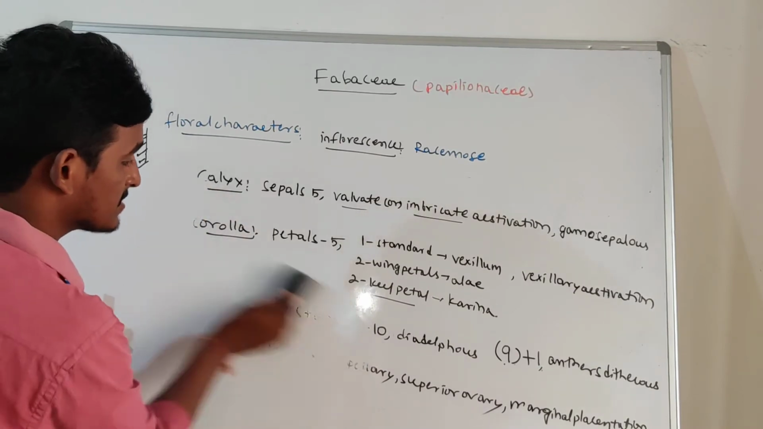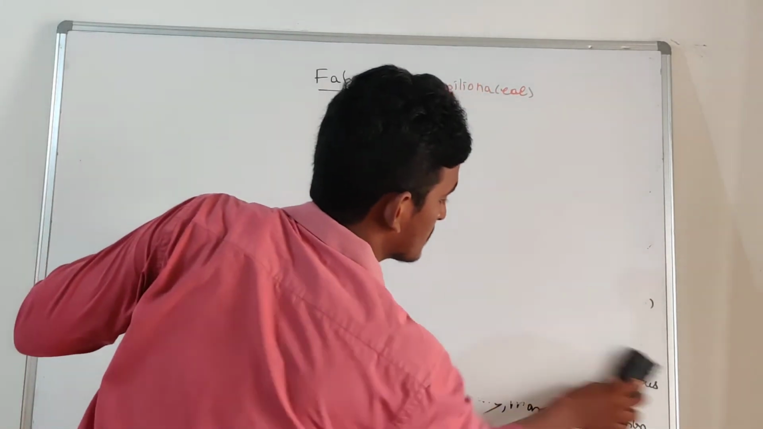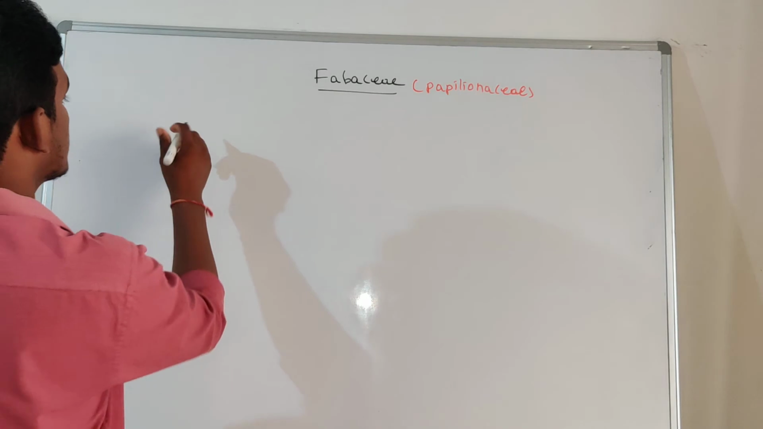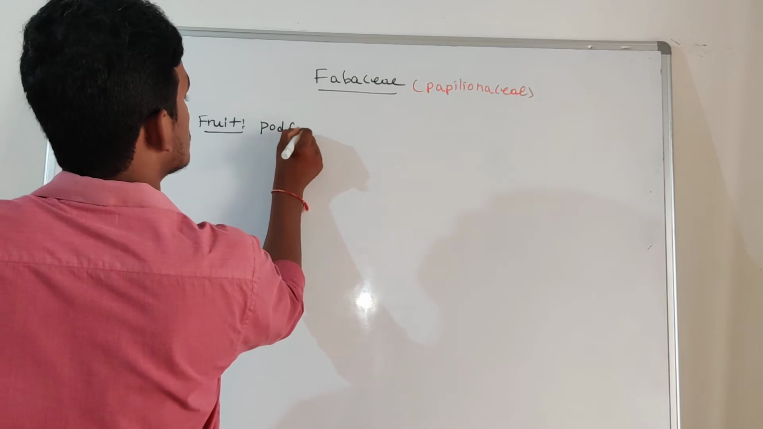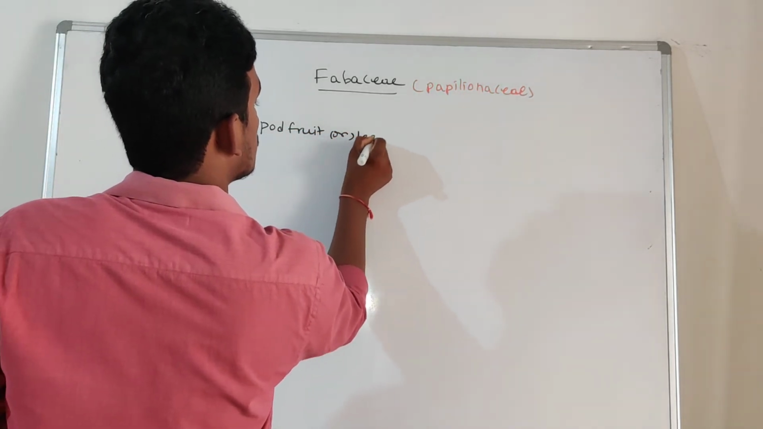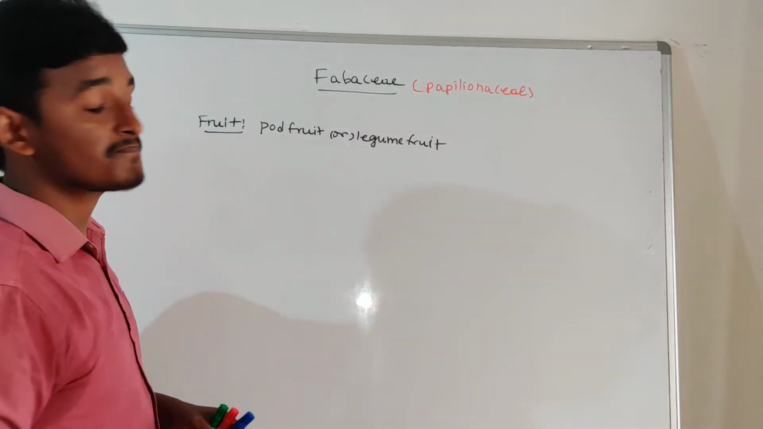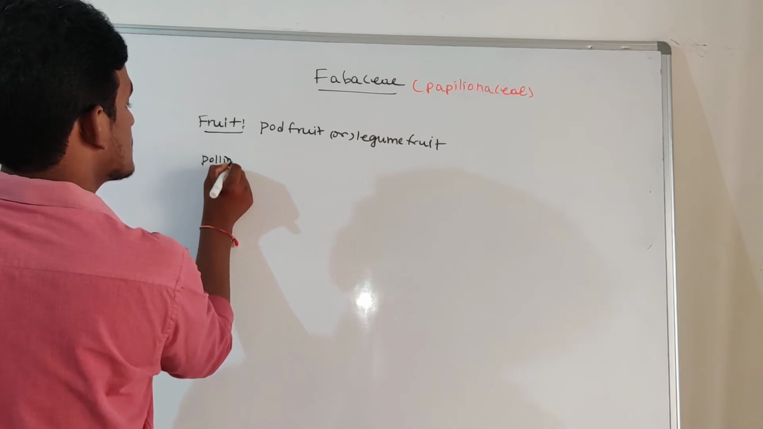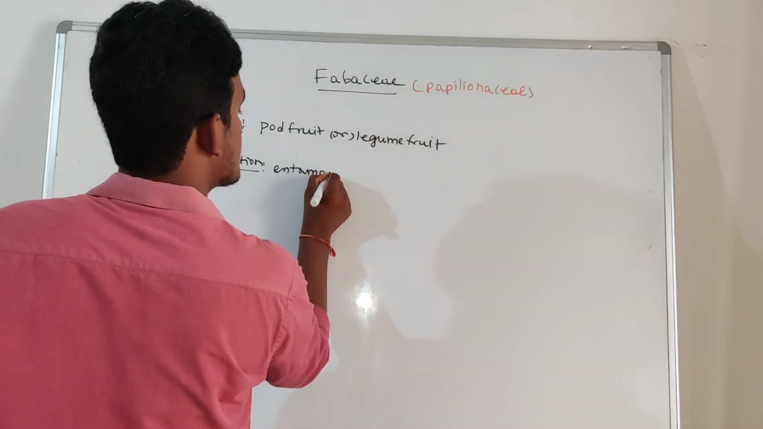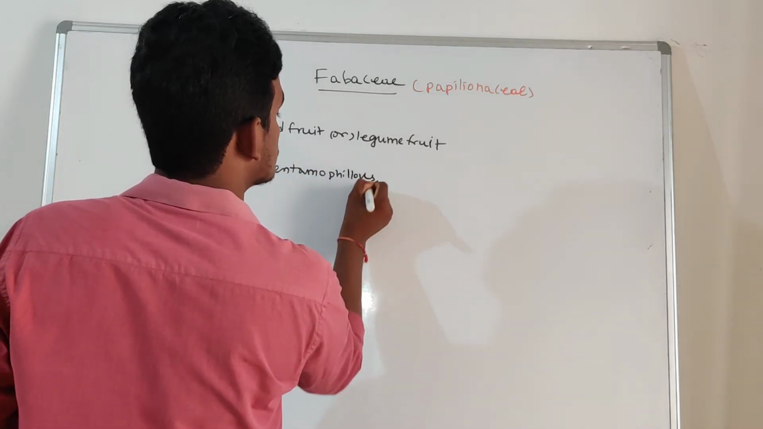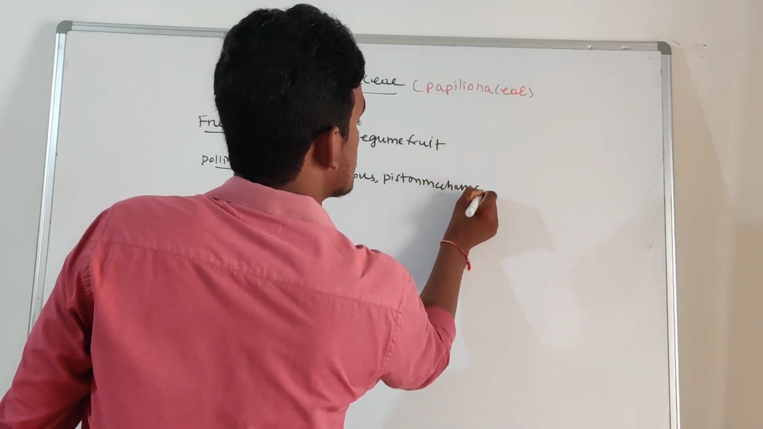Before going to discuss that, we will discuss the fruit. Which type of fruit is present in the Fabaceae family? Pod fruit or a legume fruit, right? For pollination, it is entomophilous, through insects, and it shows a piston mechanism for the pollination process.